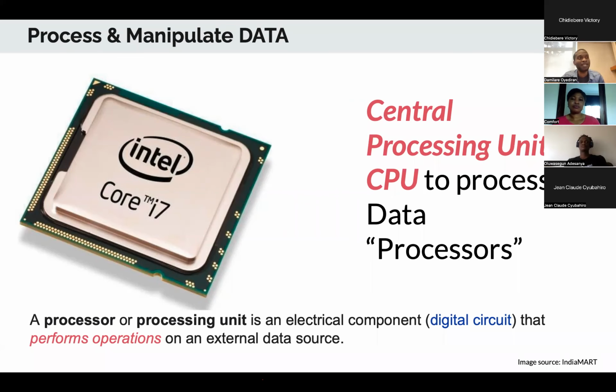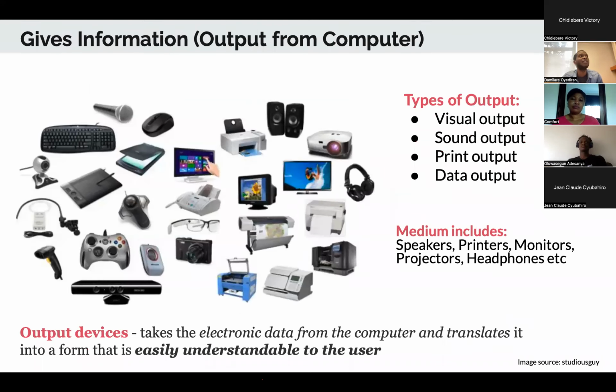So moving to the third part, remember I mentioned three parts. The first part is passing data to the computer. The second part is processing. And the third part is giving output to us. We also have different means whereby a computer can pass output to us, and it's majorly divided into four parts: the visual output, the sound output, the print output, and the data output.